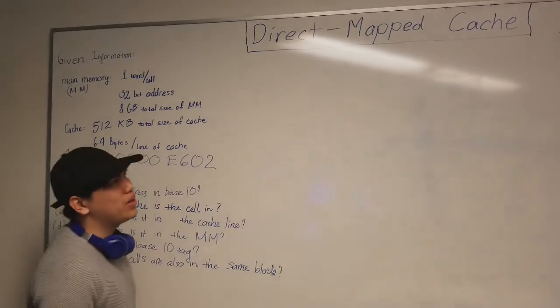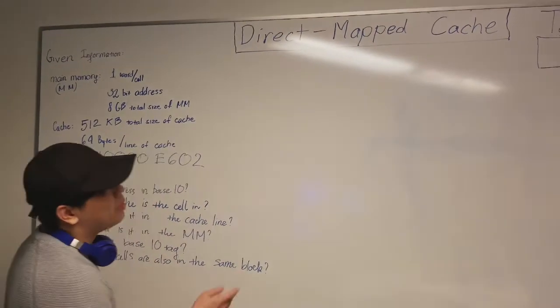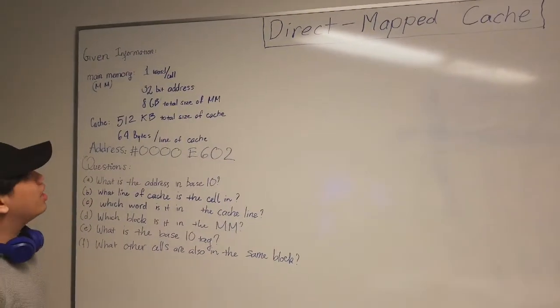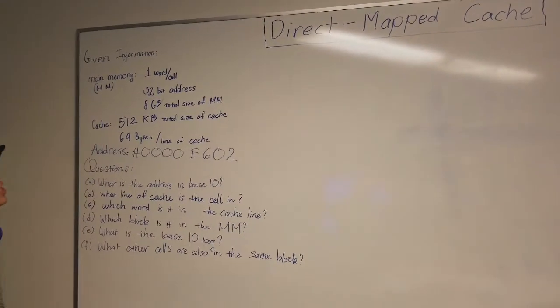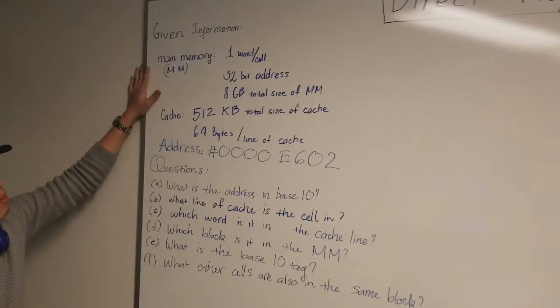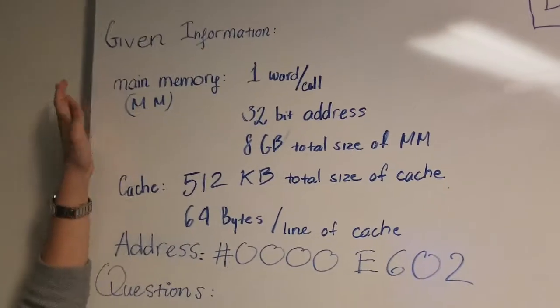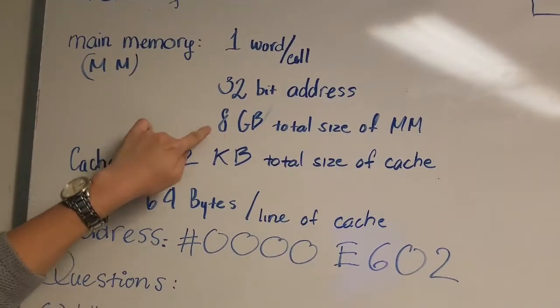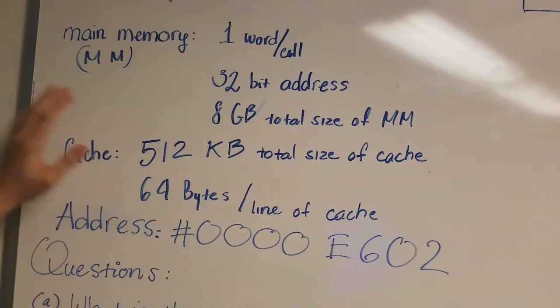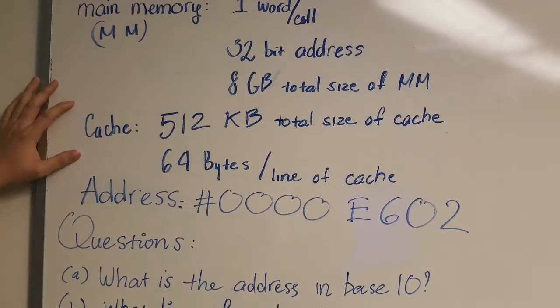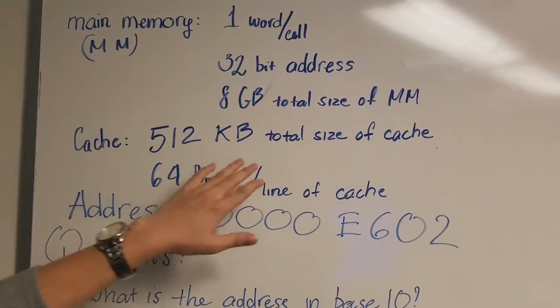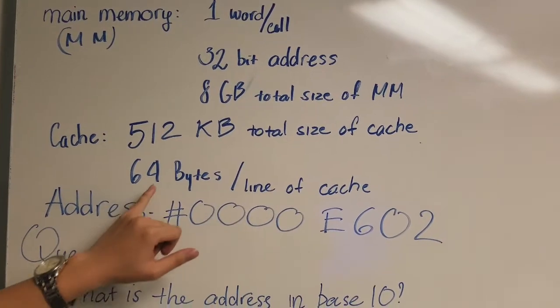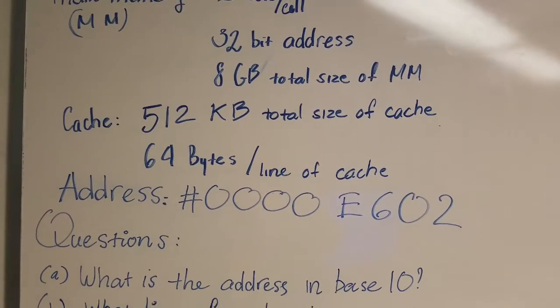Okay, so we're here to solve the question about direct method cache. In the given information, we have main memory, which has one word per cell, a 32-bit address, and 8 GB total size of main memory. In our cache, we have 512 KB total size of cache and 64 bytes per line of cache.